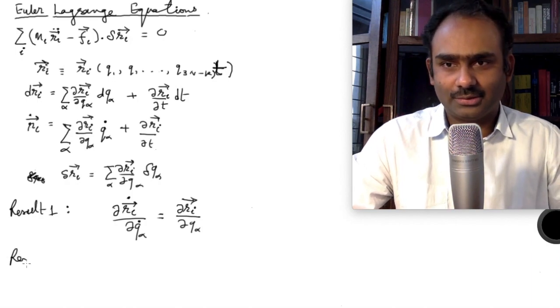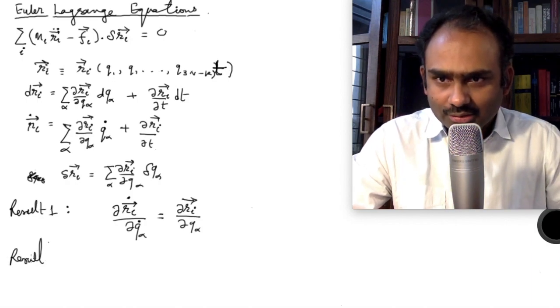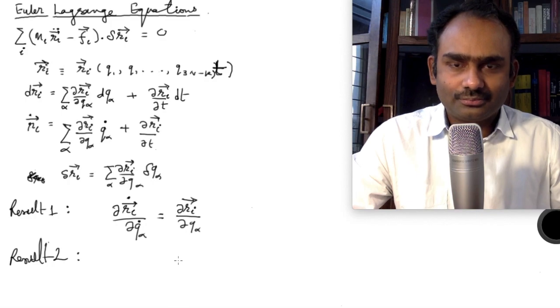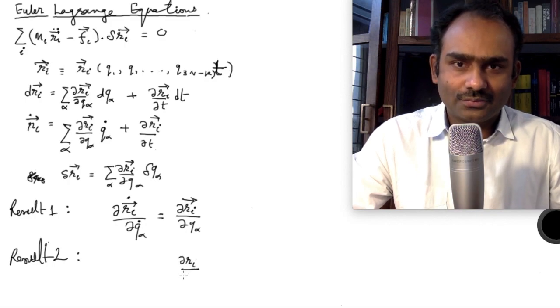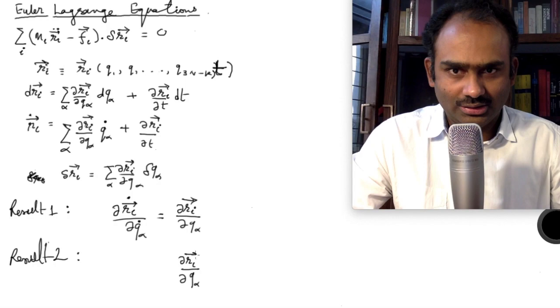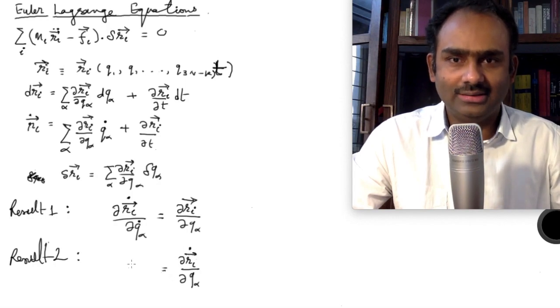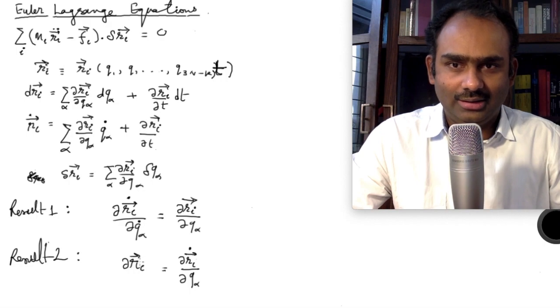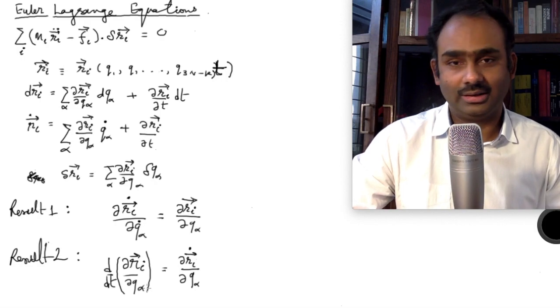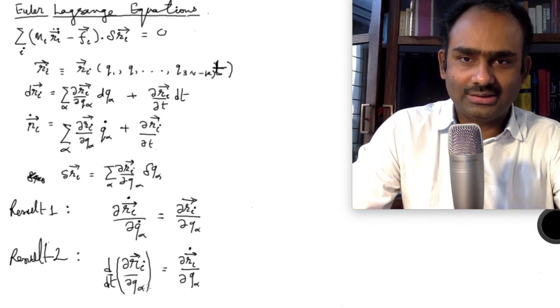And then let's look at result number two. Result two, which says if you take del r_i over del q_alpha and you put a dot on this, then this is the same as del r_i dot over del q_alpha, with a total time derivative. That is correct. Very good. So I'm going to utilize these two results.